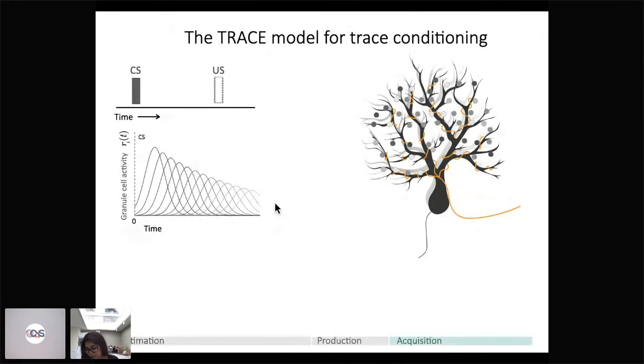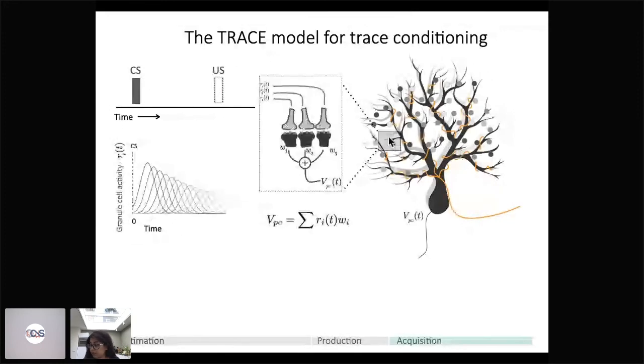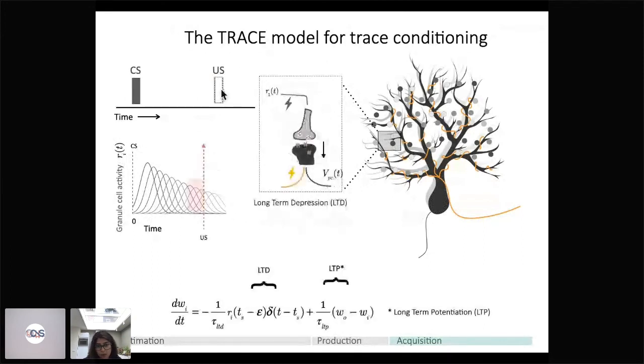On efficient coding, but just to keep things simple for now, the idea is that the granule cells are firing at different times, but are always time locked to the time of the CS. And so what we have here is a reproducible temporal basis set, and at the synaptic level, the assumption is that any excess or any reduction in the baseline activity of the Purkinje cell follows from changes in weighted inputs from the parallel fiber.